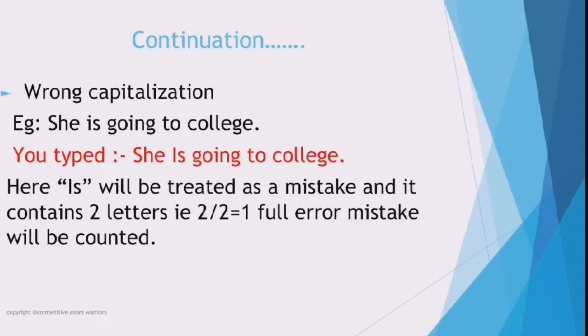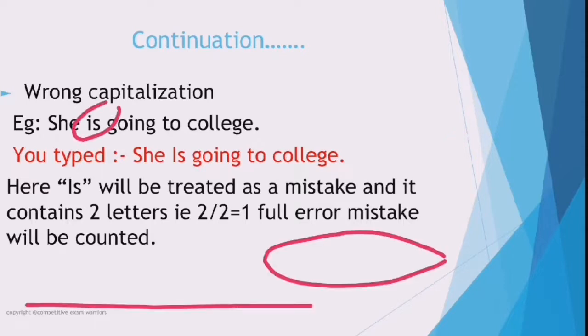Another one that belongs to half mistake is wrong capitalization. Example: she is going to college. You have typed "she Is going to college". Here the mistake is of capitalization. Both letters of "is" should be small case, whereas you have written I in capital letter, so it's a wrong capitalization by you and you will be penalized for that. Now "is" will be treated as a mistake and it contains 2 letters, so 2 by 2 makes 1 full error mistake that will be counted.